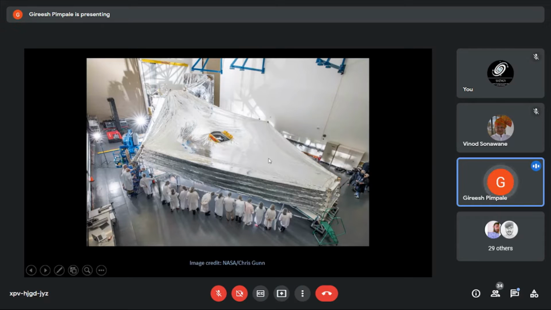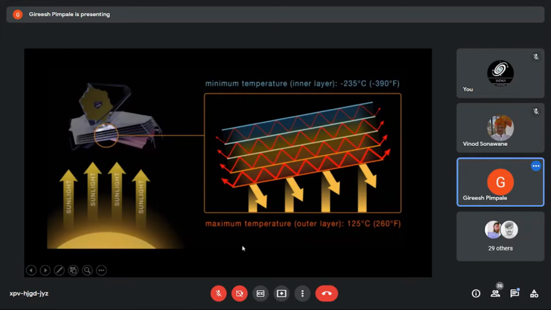This is the sun shield, because we don't want any sunlight to fall on the telescope, because that will heat the telescope and the telescope itself will start emitting IR. We want zero IR to be emitted by the telescope. So this is the sun shield. Now this photograph tells us how the sun shield works.